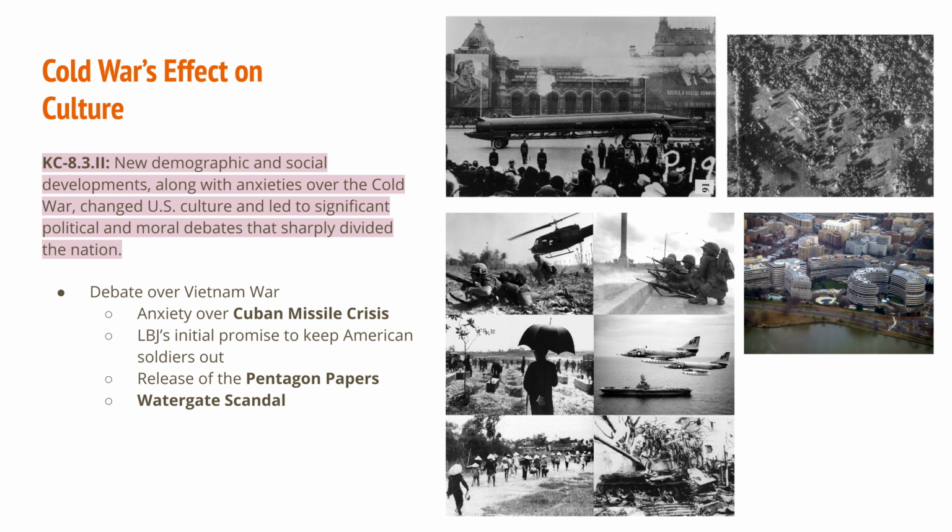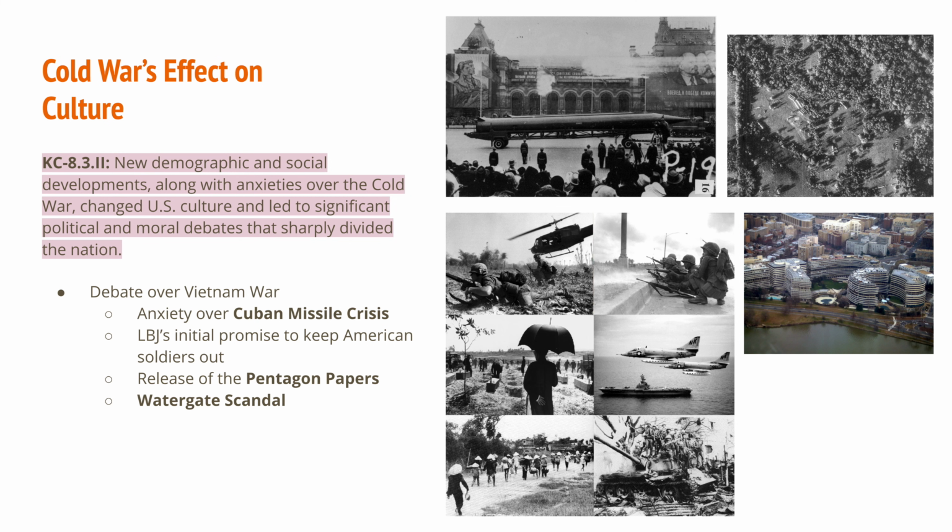All right, new demographic and social developments, along with anxieties over the Cold War, changed U.S. culture and led to significant political and moral debates that sharply divided the nation. So one of the biggest debates is about the U.S. involvement in the Vietnam War, especially after the Pentagon Papers are released, which were a summary of all of U.S. activities in the country of Vietnam preceding the official start of the Vietnam War. They really turned Americans off to this fight against communism, containment of communism in Southeast Asia. They thought, we've been sending soldiers here for years and they continue to die, and there seems to be no end in sight.